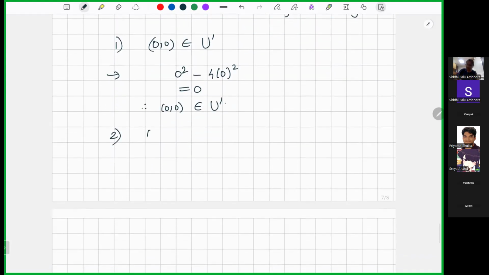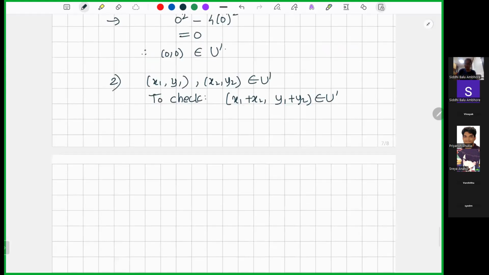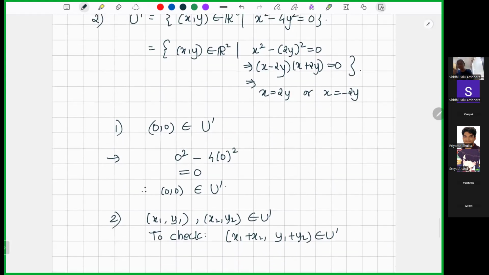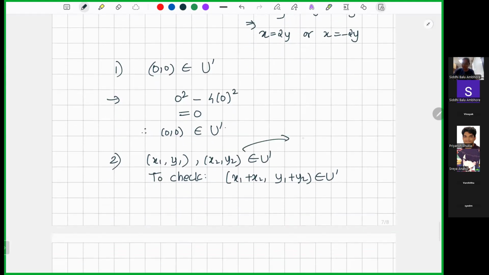So now let us check whether it is closed under addition or not. So let x1, y1 and x2, y2 belong to this u dash. Now we have to check whether x1 plus x2 and y1 plus y2 belongs to u dash or not. So let us start with LHS and see whether we get what we need. So once I have this, this means x1 is equal to 2y1 or x1 is equal to minus 2y1, and x2 is equal to 2y2 or x2 is equal to minus 2y2.